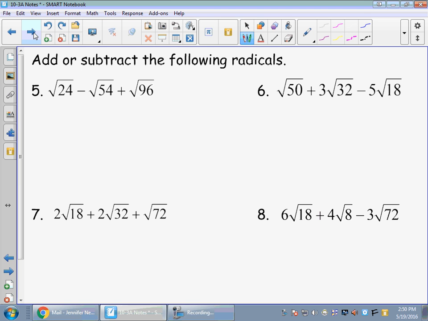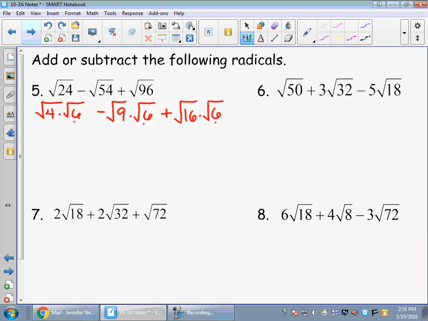So I'm going to rewrite 24 as a perfect 4 and a non-perfect 6. I'm going to rewrite negative 54 as a square root of 9 times the square root of 6. And then plus the 96 becomes a square root of 16 times the square root of 6. So you just got to know your list of perfects, and you got to try on your calculator to find the perfect and non-perfect. Now you can kind of see a common theme here. All of them end up being a square root of 6. So I'm going to clean this up.